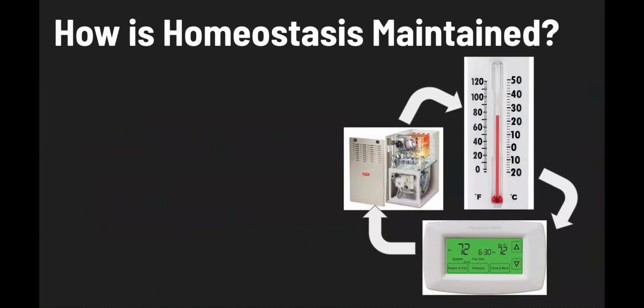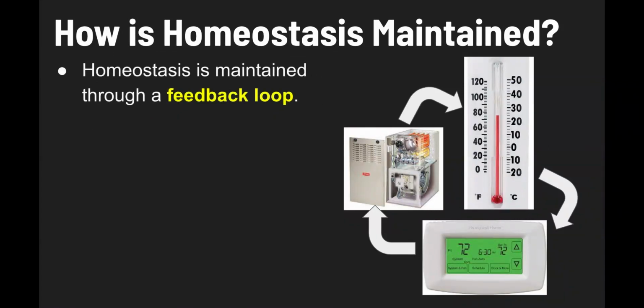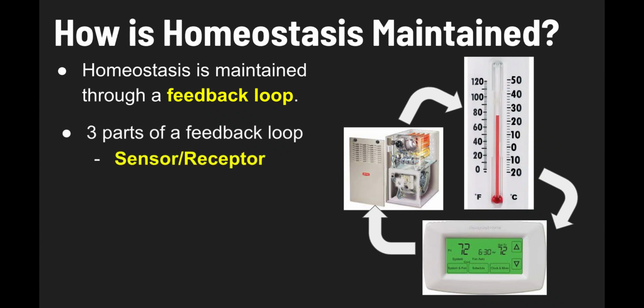Now, how is homeostasis maintained? Well, homeostasis is maintained through what we call a feedback loop. There are three parts of a feedback loop. There's a sensor or receptor, a control center, and an effector. Those are the three parts: a sensor, a control center, and an effector.